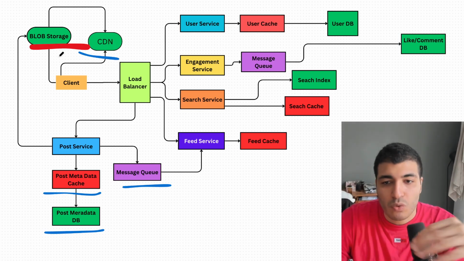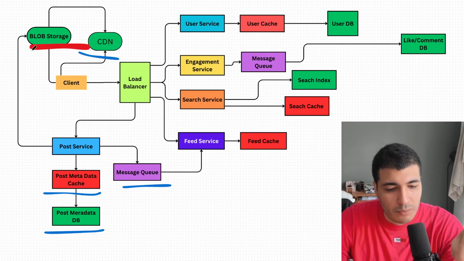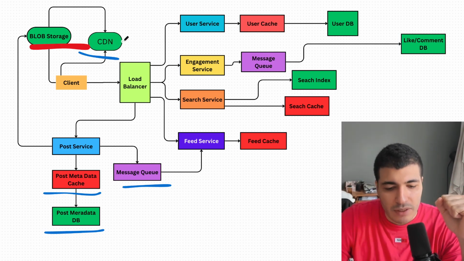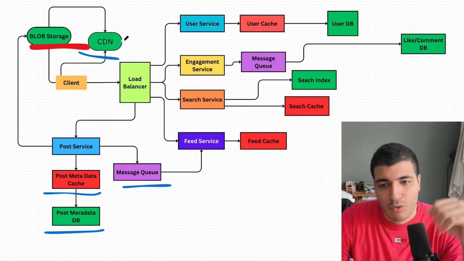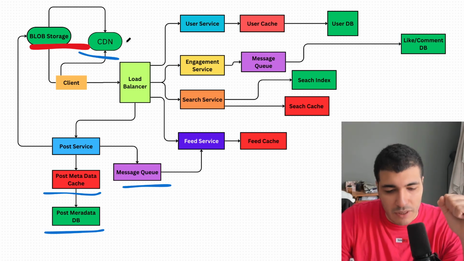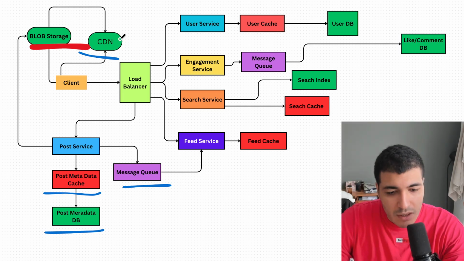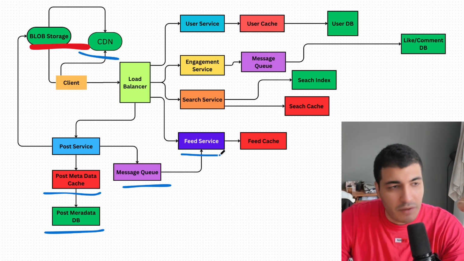The images and videos will be uploaded to this object or blob storage, then served globally using a CDN for low latency media delivery. And we did talk about low latency in our non-functional requirements. Because of that, we added CDNs. I guess next we have the feed service.